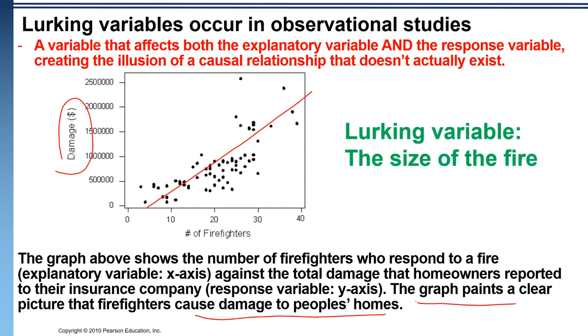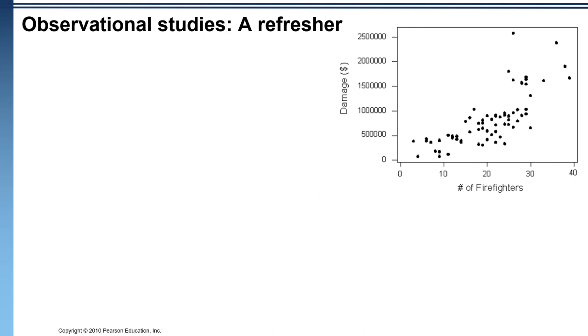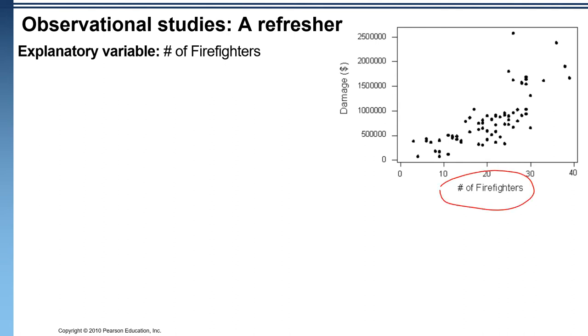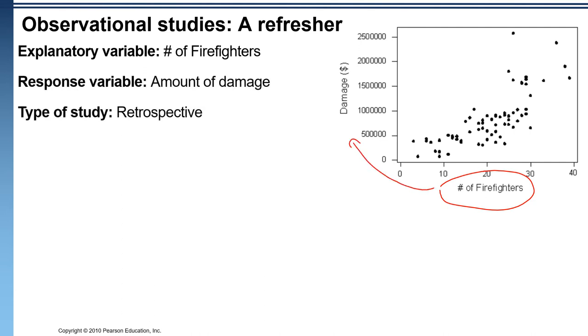There's a lurking variable here. That's the size of the fire. As the fire gets larger, you need more firefighters to fight it, and it's going to increase the amount of damage to the home. And a refresher on observational studies, often they'll have a scatter plot like this, but not always. Explanatory variable in this case is the number of firefighters. That's along the x-axis. And that's supposedly explaining the response variable. Response variable is the amount of damage. The type of this study is retrospective because we're looking at past data. If it was going into the future, it would be prospective, and a single point in time would be cross-sectional.